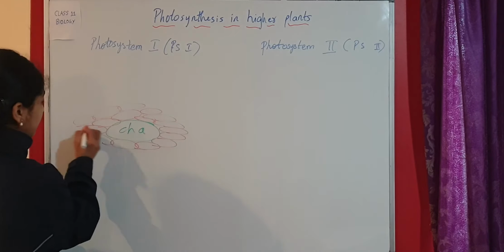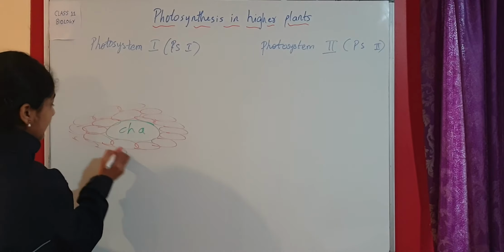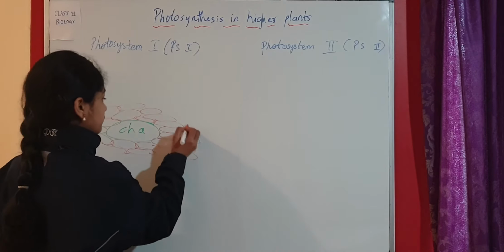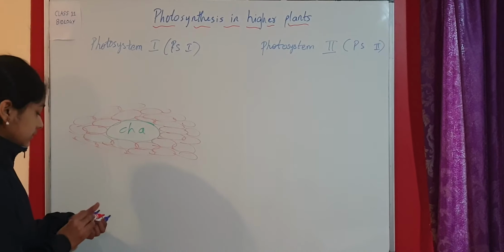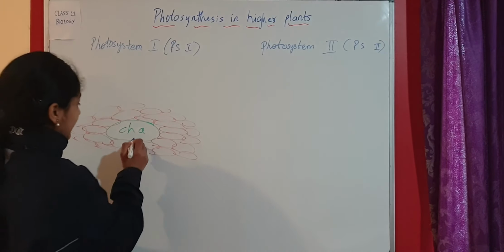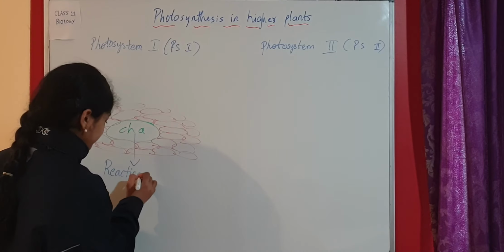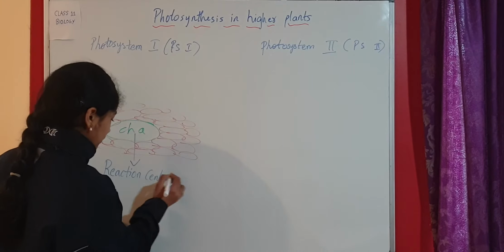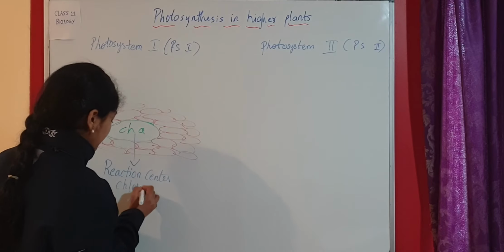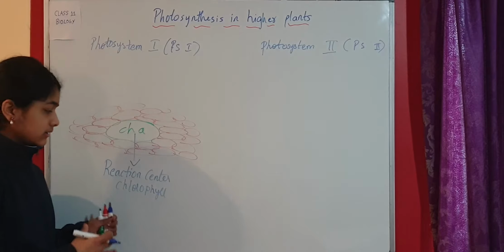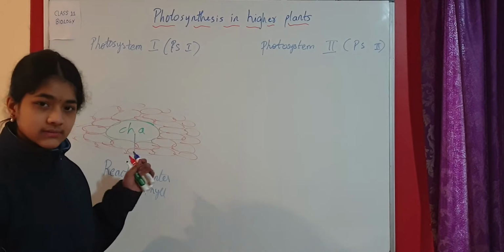These are the helping pigments which help the chlorophyll A to do its function. So chlorophyll A is the reaction center chlorophyll. Why is it called reaction center chlorophyll? Because here is where the main reaction of photosynthesis begins.